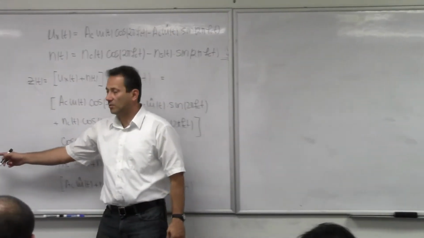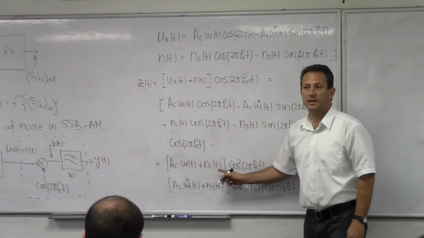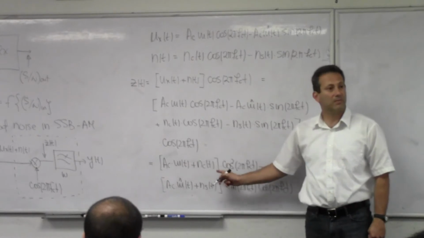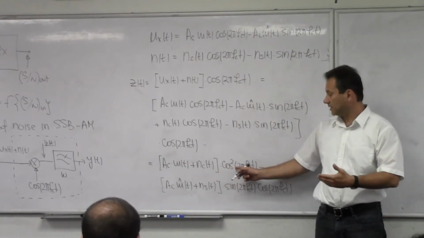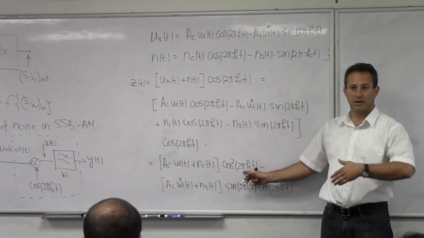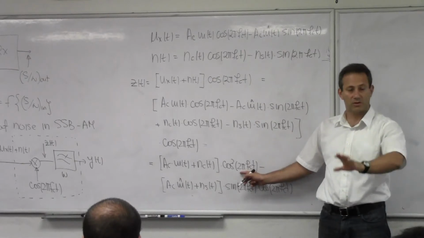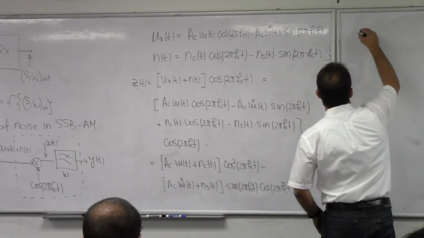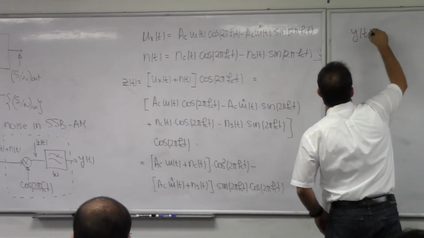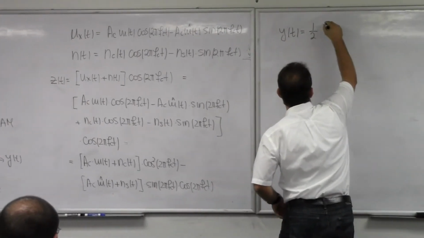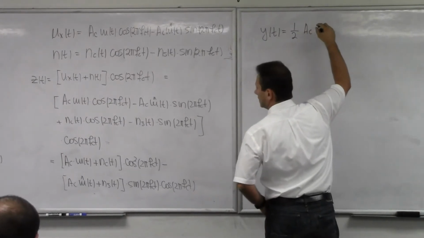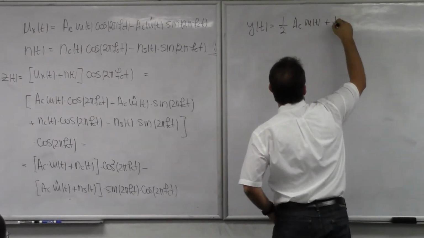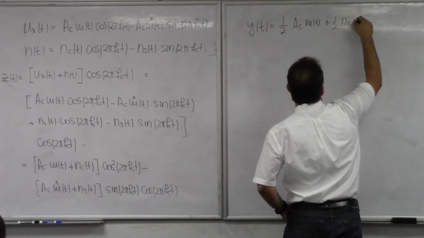Given that you have this low pass filter, what will show up in the output of the low pass filter? Just the term that is multiplied by 1/2. The rest of it is going to be located around double the carrier frequency, so it's going to be filtered out by this low pass filter. So I can write here y of t is going to be 1/2 Ac times m of t plus 1/2 nc of t.